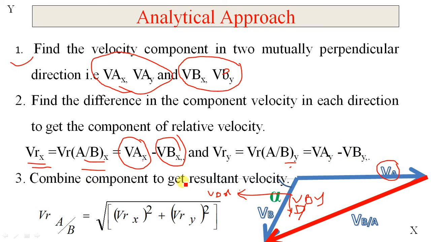Now combine the components to get the resultant velocity. So the relative velocity of A with respect to B, we have to club these components, that is the square root of Vrx square plus Vry square. From that you will get the relative velocity of A with respect to B. So first we have to resolve these two velocities into mutually perpendicular directions, then find the relative velocity in x direction, then find the relative velocity in y direction, and then combine the components to find the resultant.